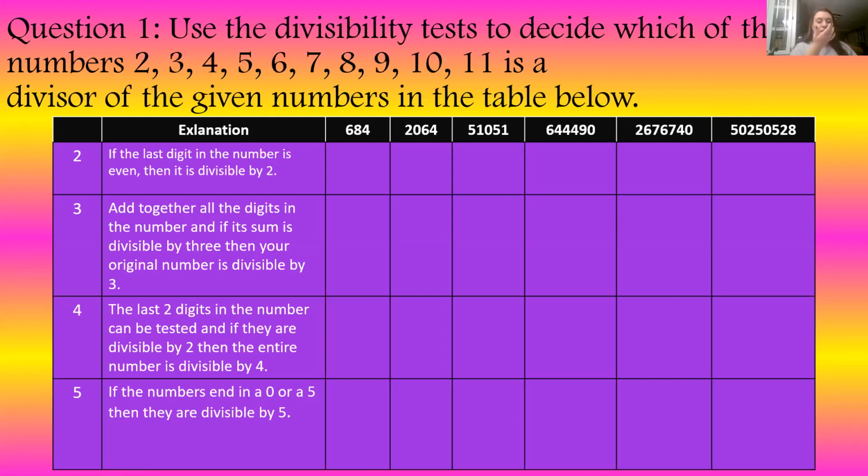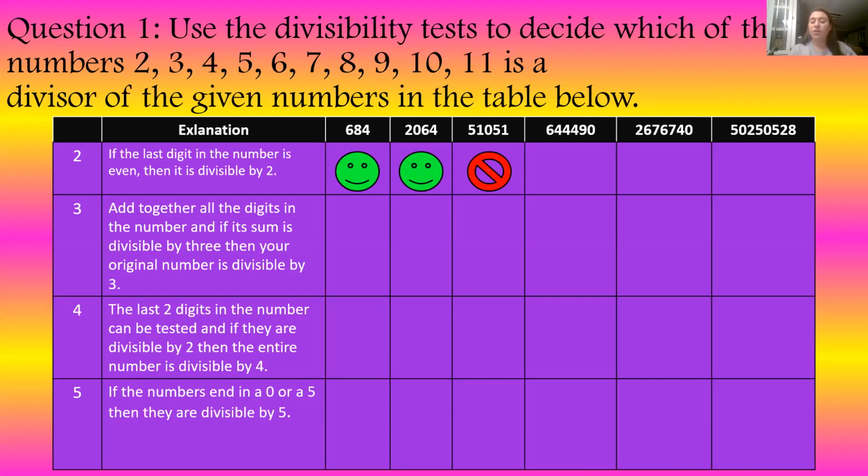Okay, so to test if something is divisible by the number 2, if the last digit in the number is even, then it is divisible by 2. So 684, its last digit is 4, so that is even, and so it is divisible by 2. Same with 2064. It ends in a 4, which is even, so it is also divisible by 2. Now, 51,051, it ends in a 1, which is an odd number, so it is not divisible by 2.